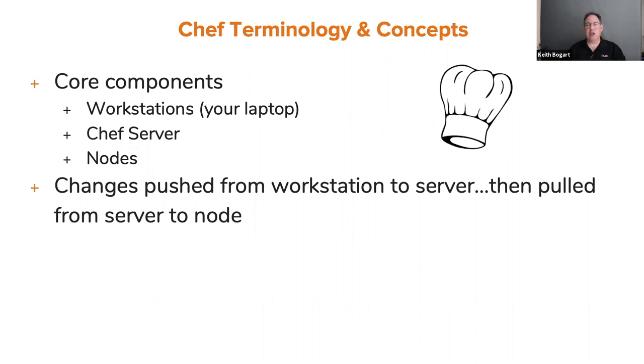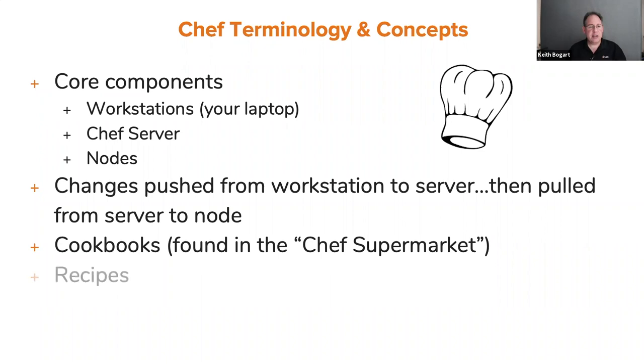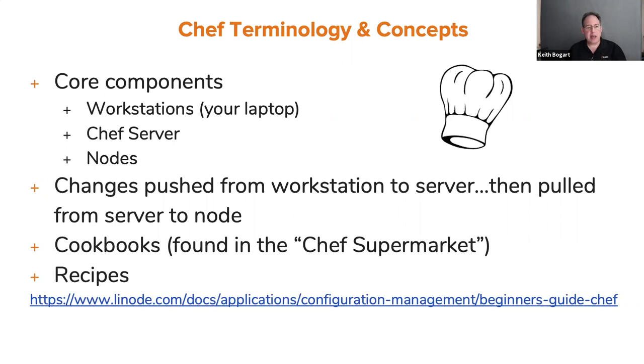And then a Chef cookbook. Cookbooks and recipes are found in the Chef Supermarket. The Chef cookbook is the portion of Chef that knows how to speak to Cisco versus speak to Juniper. What makes Cisco and Juniper different? So I would want to find a cookbook for Cisco devices if I'm going to talk to Cisco. And then a recipe is the thing you create for OSPF or for access lists or whatever. Okay, so that's the recipe.